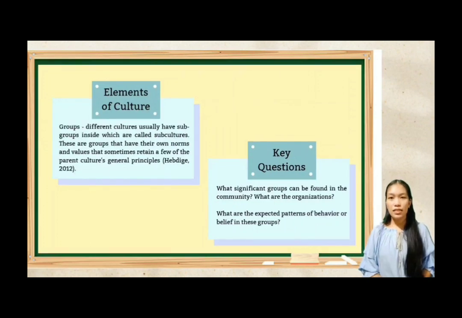Last but not the least are the groups. Different cultures usually have subgroups inside, which are called subcultures. These are the groups that have their own norms and values that sometimes retain a few of the parent culture's general principles. Here are some key questions. What significant groups can be found in a community? What are the organizations? What are the expected patterns of behavior or belief in these groups?